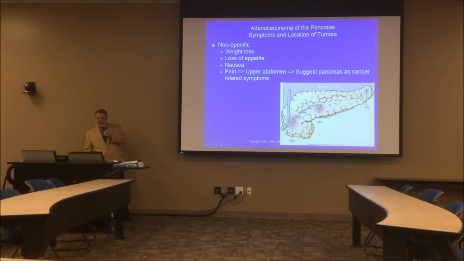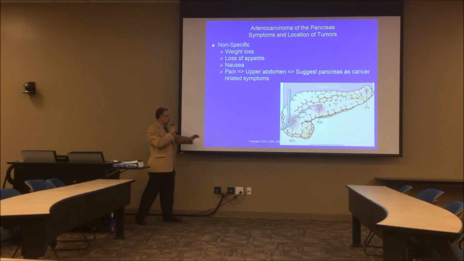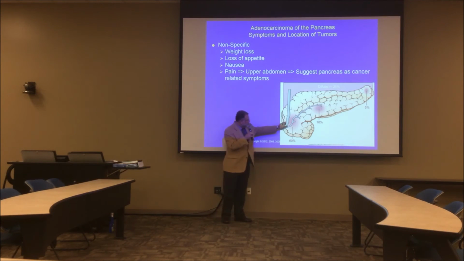Anywhere could be 25%. About the body is 10%. The least is the tail. So remember that the head is going to be the most associated with cancer. Think about these structures being obstructed, so bile goes up, and changes within the pancreas are going to happen.